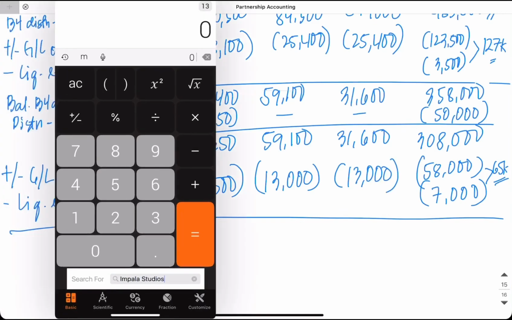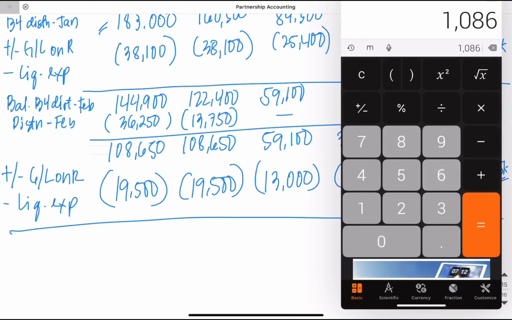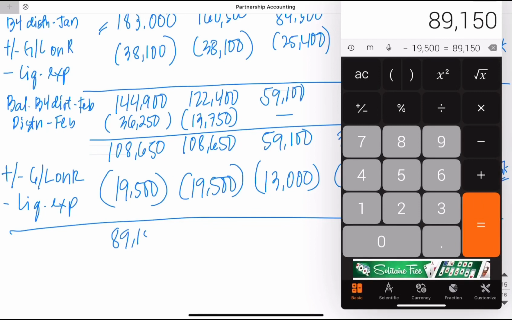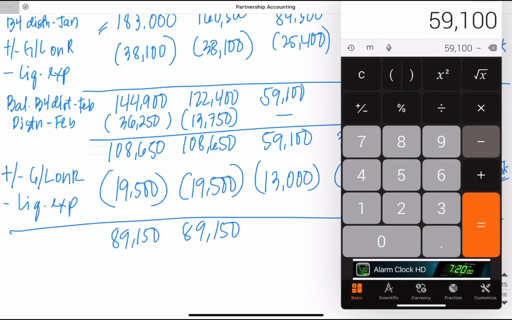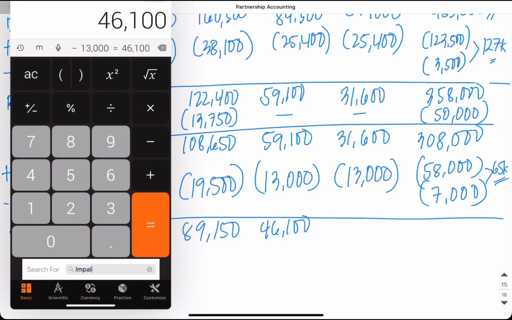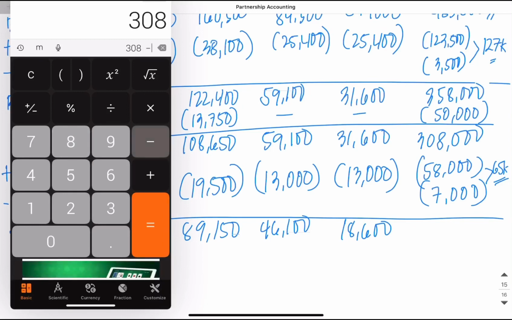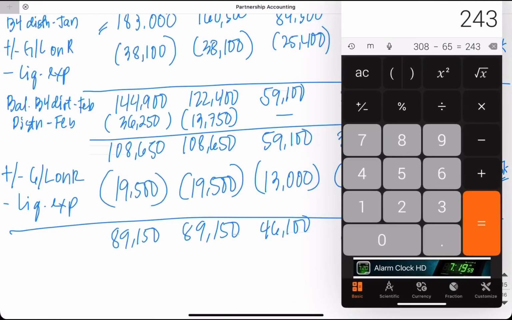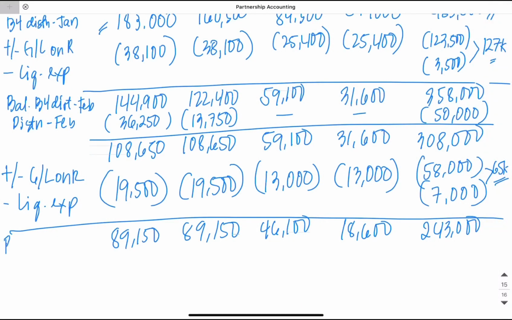Okay, so let's compute for the total. 108,650 less 19,500 is 89,150. Of course, they have the same. And then 59,100 less 13,000, so 46,100. And lastly 31,600 less 13,000, so this is 18,600. For the total, we have 308 minus 65, so 243,000. Again, these are the balances before distribution in March.